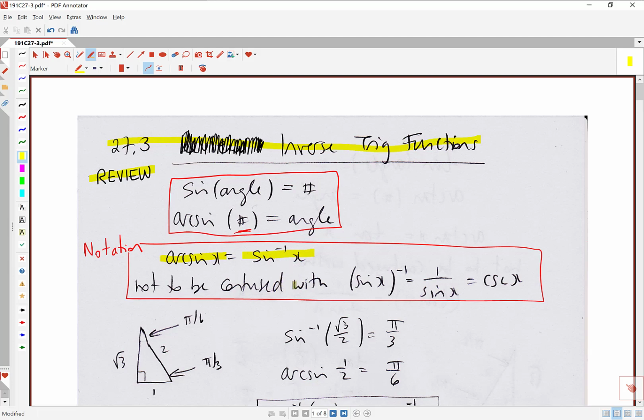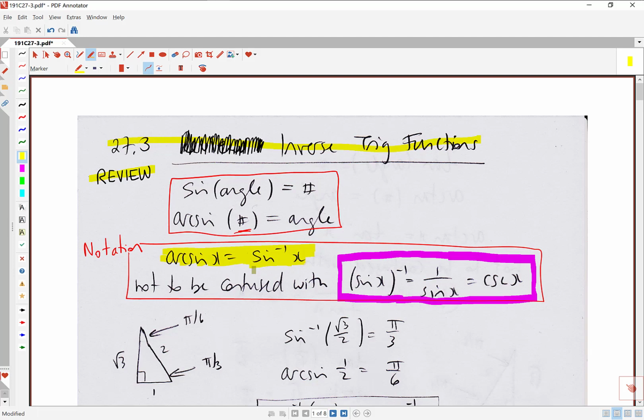So this is not to be confused with something very different. If you write sine x all to the power -1, then you're just saying take the reciprocal of sine x, which you could rewrite as 1 over sine x, which you could also call cosecant x.